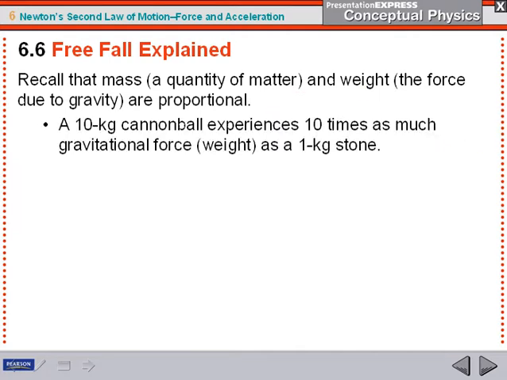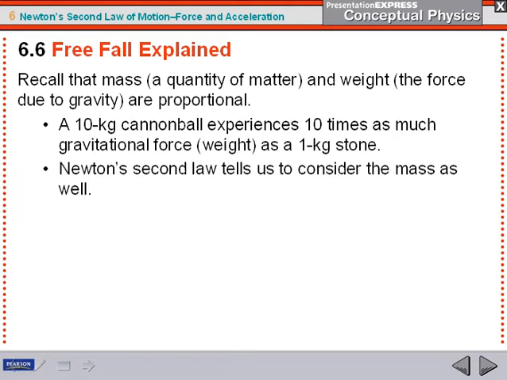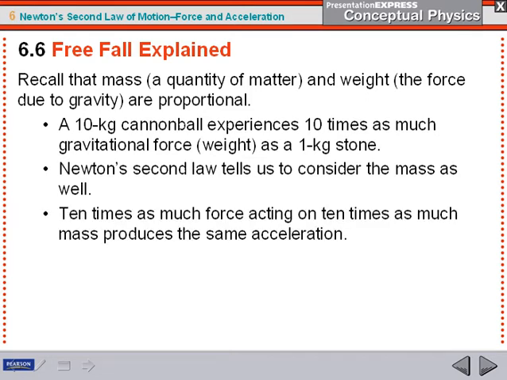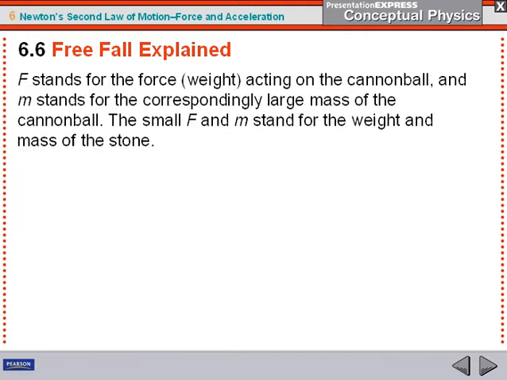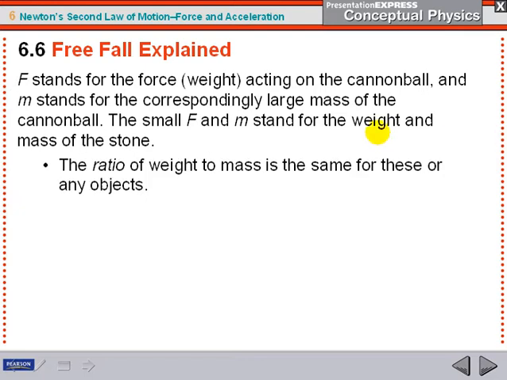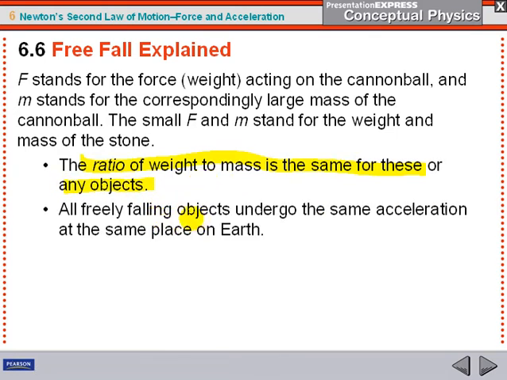So a 10 kilogram cannonball experiences 10 times as much gravitational force as a 1 kilogram stone. And these are the two objects that Galileo, according to legend, used in his drop. So we would have to use the mass as well. So 10 times as much force acting on 10 times as much mass produces the same acceleration. So let's see how this works. What we're looking at is the ratio of weight to mass being the same for any objects. So all freely falling objects undergo the same acceleration at the place of the Earth.